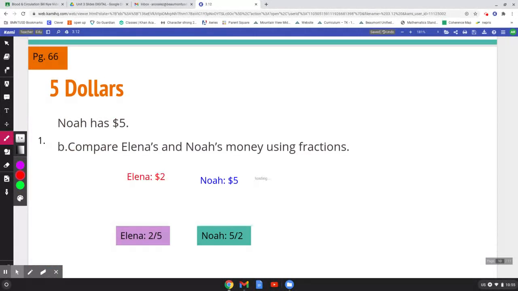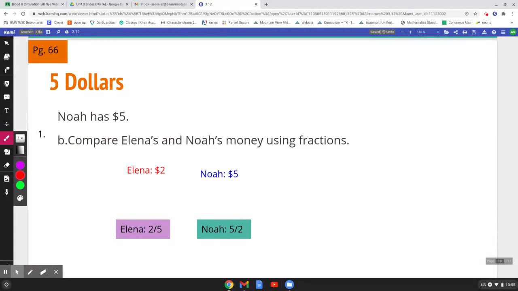Okay, so same page 66, and now we're doing B. Compare Elena and Noah's money using fractions. So you know the total was 5, right? So Elena has 2 out of $5, where Noah has 5 out of 2, right? So that would be how you would set them up as a fraction.